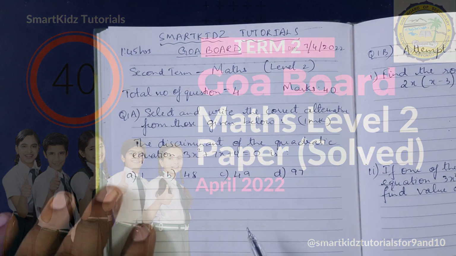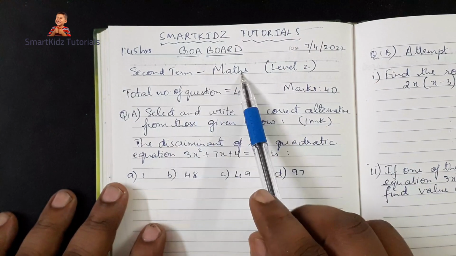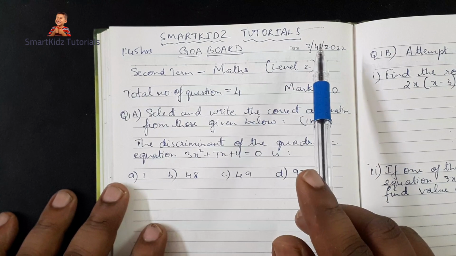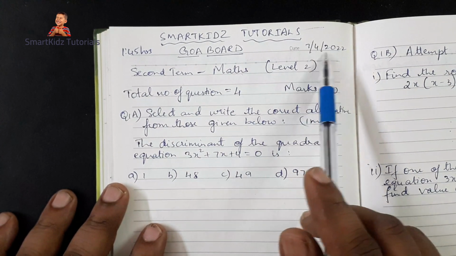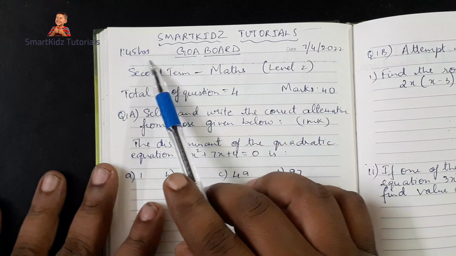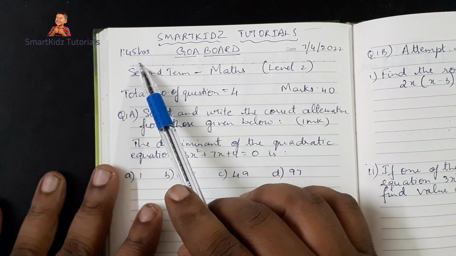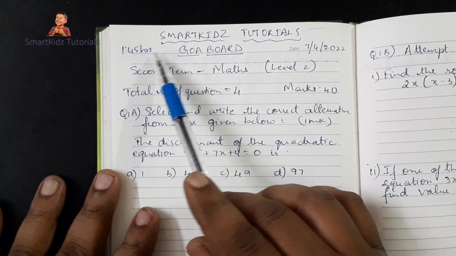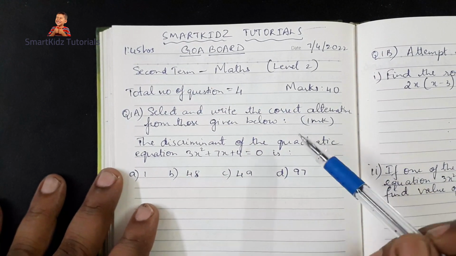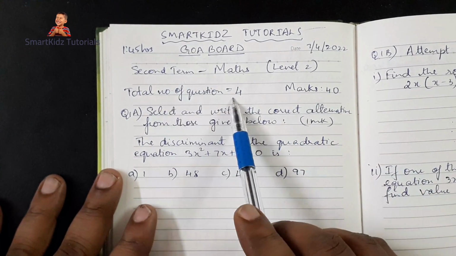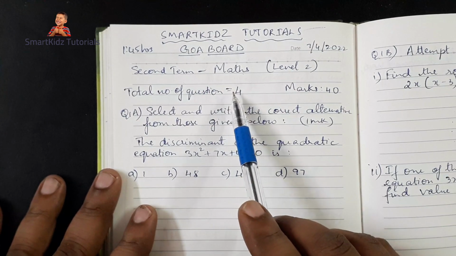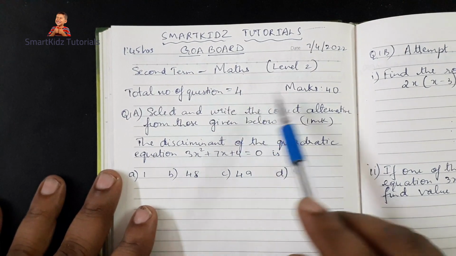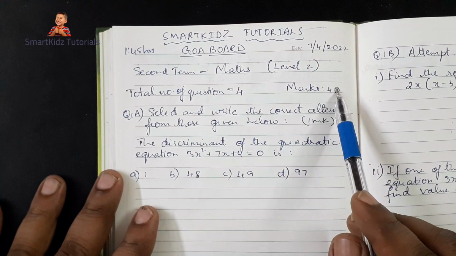In this video we will be solving the second term maths paper for level 2 that came for the Goa board exam in April, that is 7th of April 2022. This paper was for 1.5 hours, but an additional 15 minutes were given considering the length of the paper. Total number of questions were 4. Each question was allotted 10 marks each, so the total comes to 40 marks.